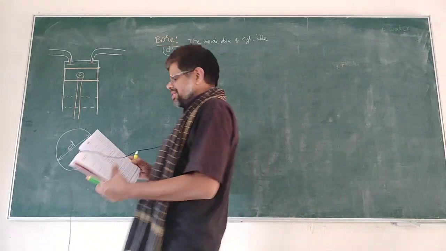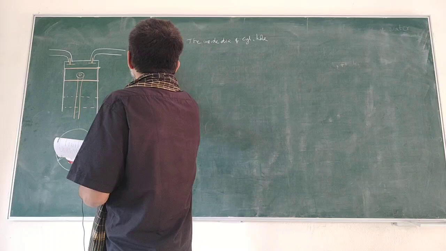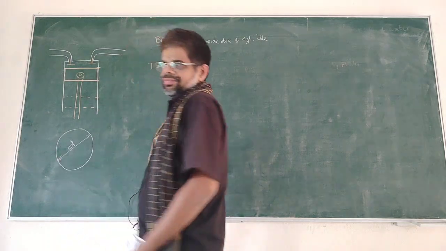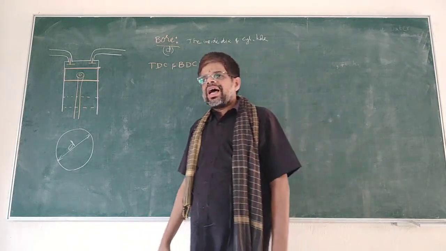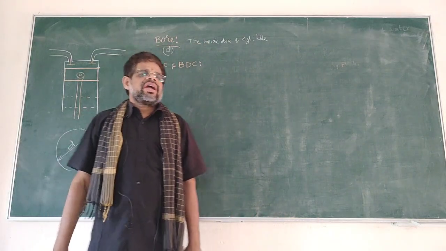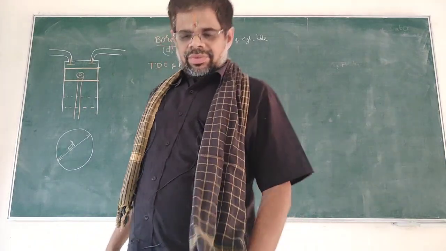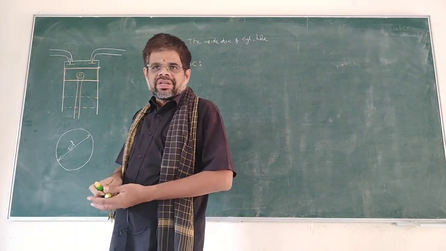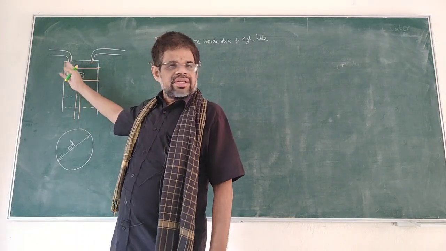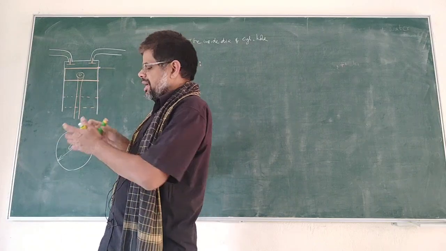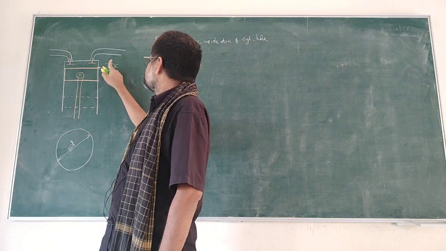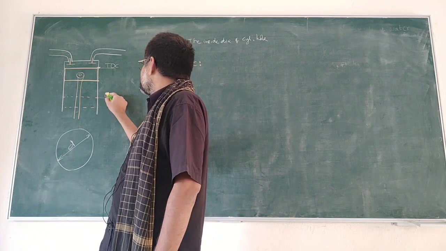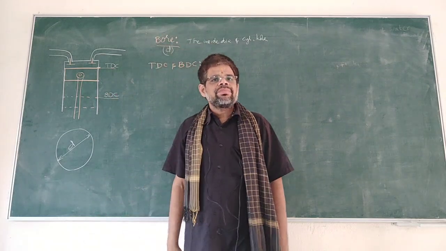And the next terms are TDC and BDC. We have discussed this already. What is TDC? Top dead center and bottom dead center. What is top dead center? It is the topmost position to which the piston can reach. So here this is the TDC, top dead center, and the bottommost position is called BDC, that is bottom dead center.